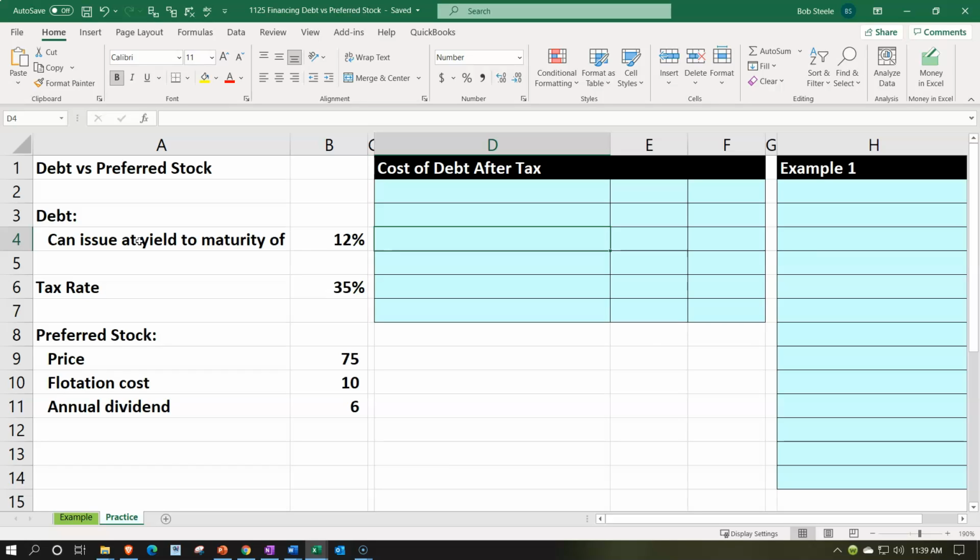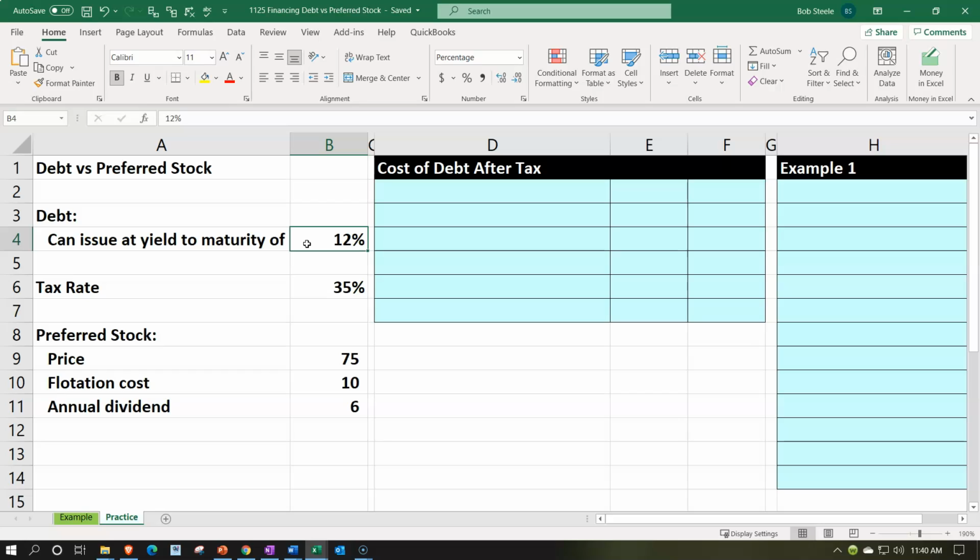Keeping in mind as we go through this, financing can be categorized into two major sections, that being debt versus equity. When we're thinking about debt, we have to add the complexity of the tax impact of it. So we have the debt, which the company can issue at a yield to maturity of 12%. We're thinking possibly bond here, but all we really need is the rate and not all the information on the bond, due to the fact that they gave us, in essence, the market rate, the yield to maturity rate, not the rate on the bond.